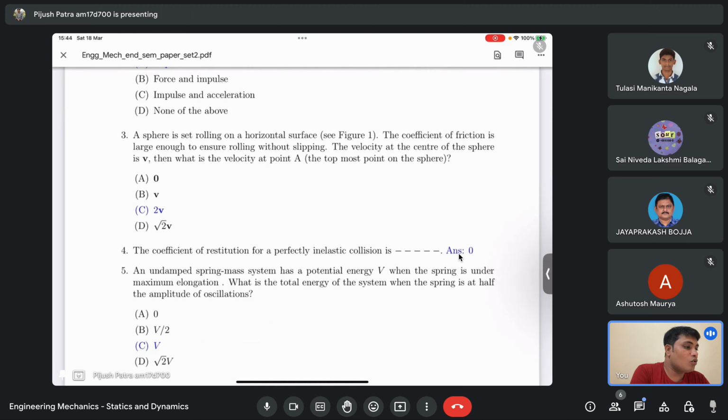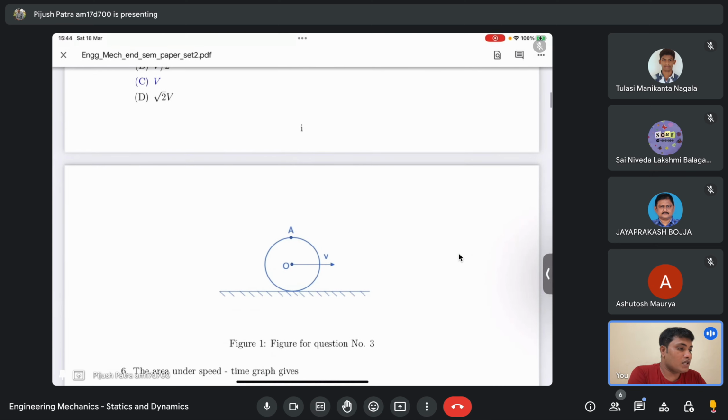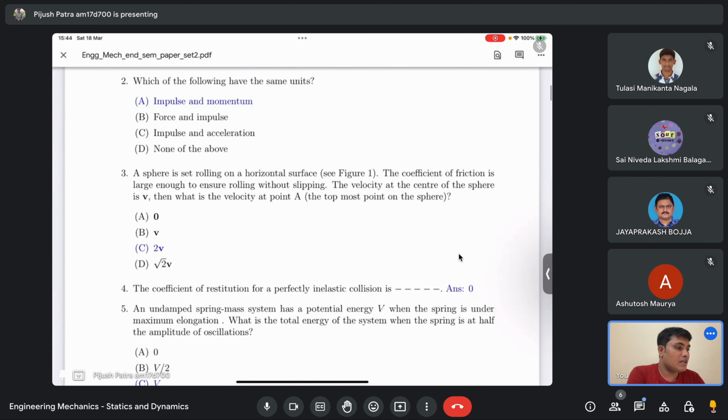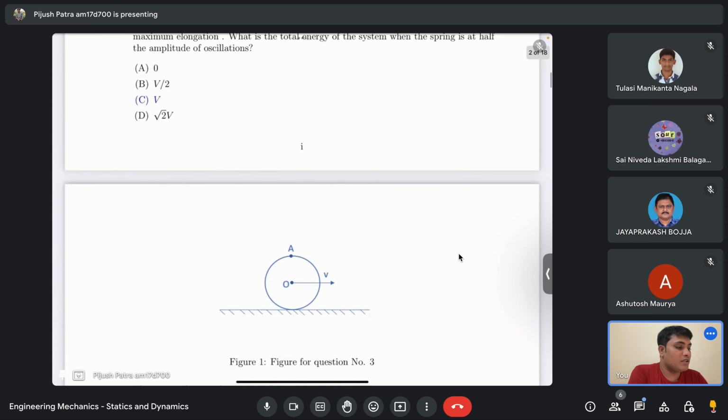A sphere is set rolling on a horizontal surface. See figure 1. The coefficient of friction is large enough to ensure that it's rolling without slipping. That means this point which is attached with the surface, if the surface is not moving, then that point is also not moving for that instantaneous time, but all other points are moving.